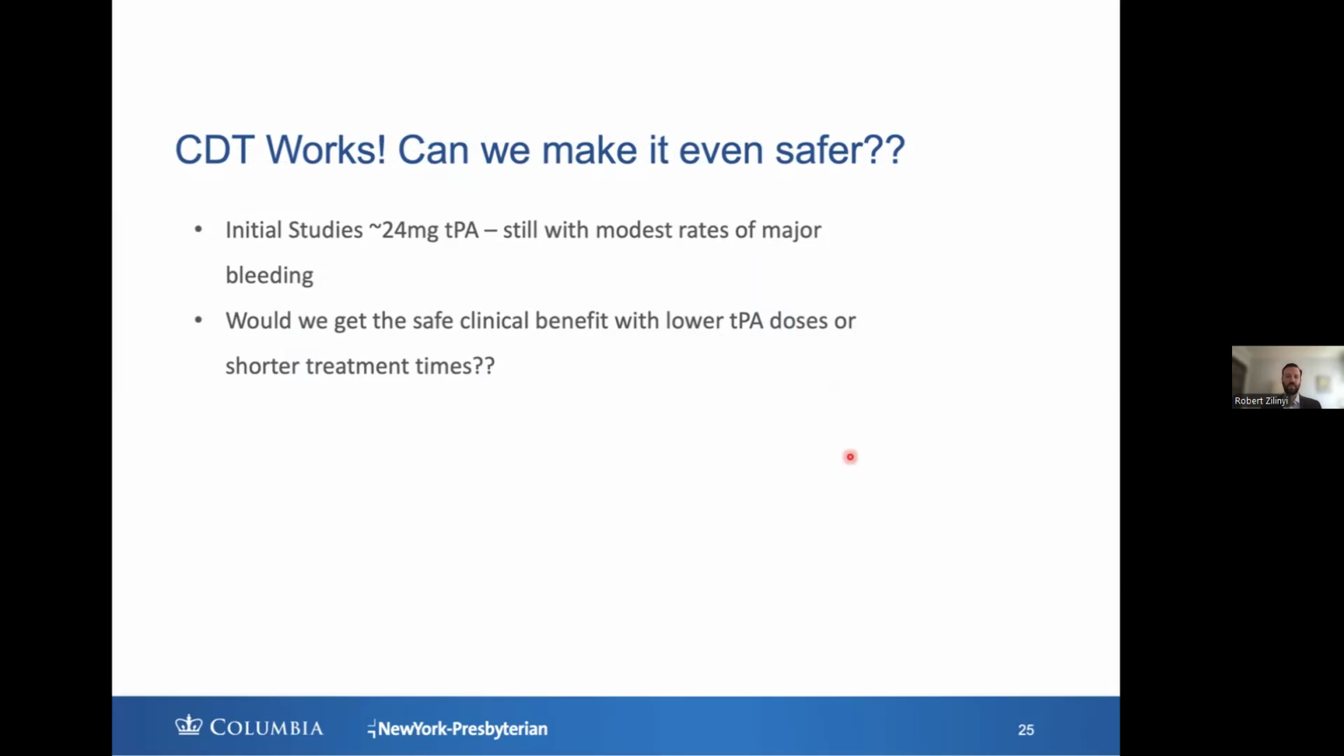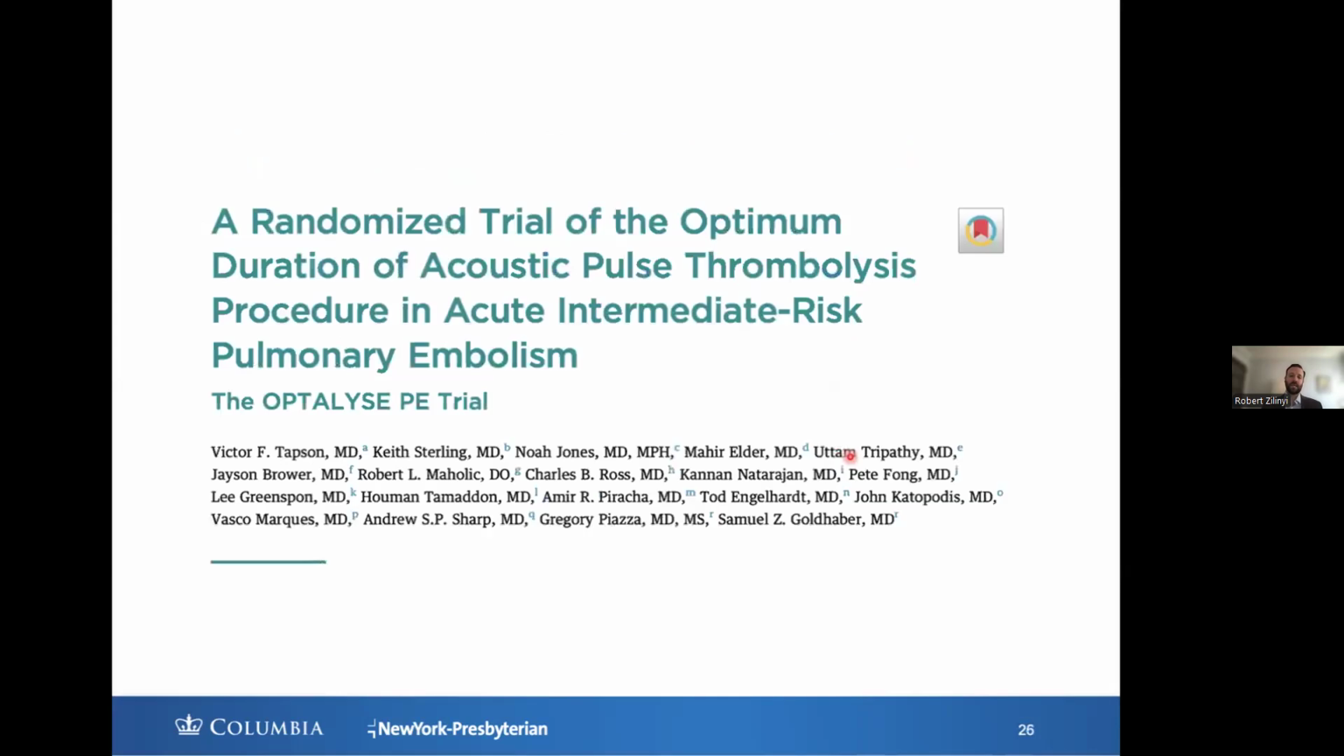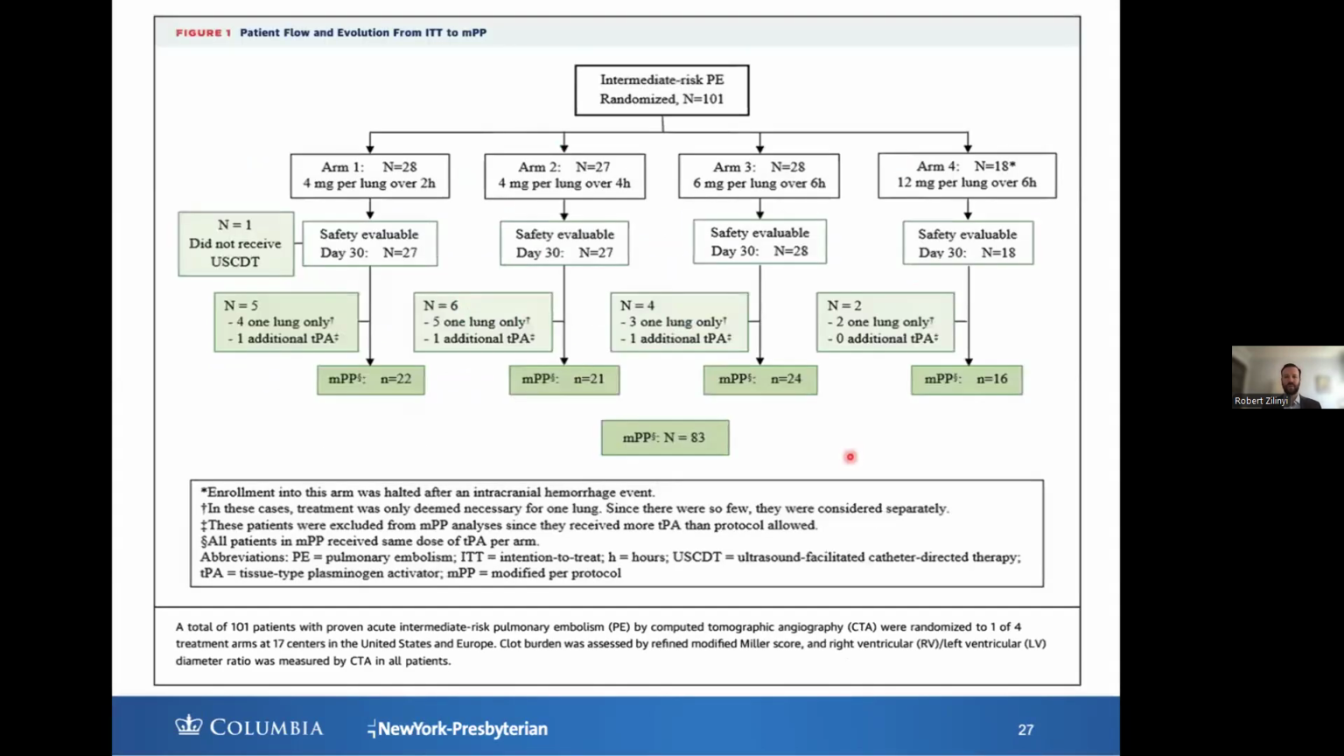And so we want to know, we use 24 milligrams of TPA in the initial trials with these modest major bleeding rates. Can we get the same clinical benefit with lower TPA doses or shorter treatment times? And this spurred what's called the OPTIMIZE PE trial, which was published, I believe, in 2018, which looked at four different arms, about 100 patients, randomized to four different arms of different treatment lengths and TPA doses.